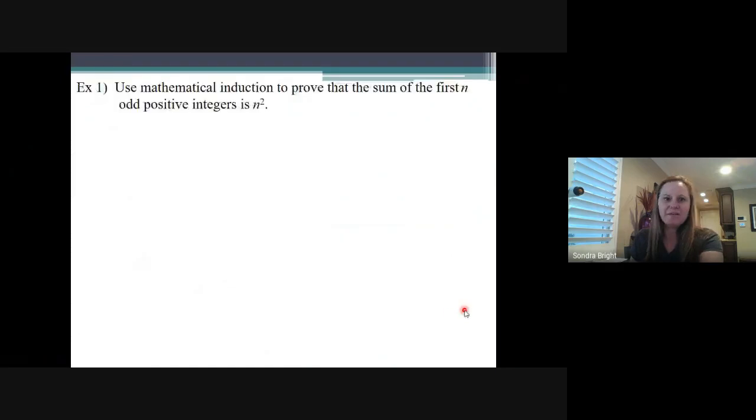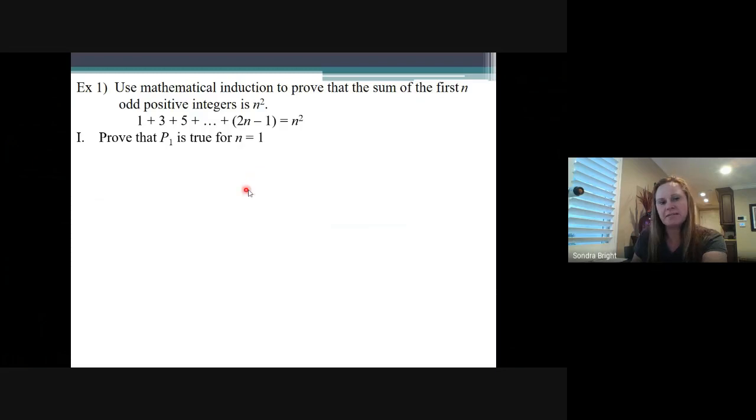And welcome back. All right, so let's do one. Example 1. We're going to use mathematical induction to prove that the sum of the first n odd positive integers is n squared. So here are the first n odd positive integers: 1 plus 3 plus 5 plus ... If you remember, 2n minus 1 is a way to write an odd number. When you plug in n equals 1, you'll get 1. When you plug in 2, you'll get 3. When you plug in 3, you'll get 5. And we want to prove that the sum of these n odd integers ends up being n squared.